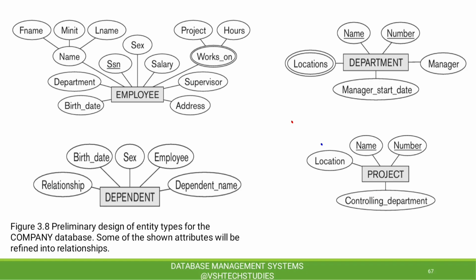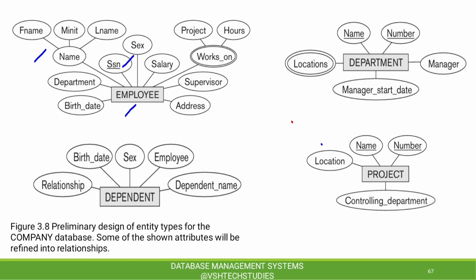According to the description of the company database we just took, in a company an employee is there, and all these indicate the attributes of employee. The employee has a social security number, and it is the key attribute because no two employees can have the same social security number. They will have unique values.